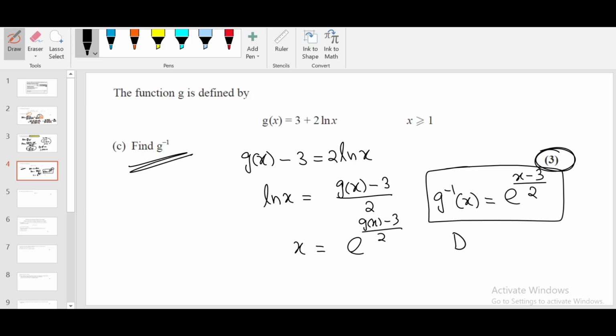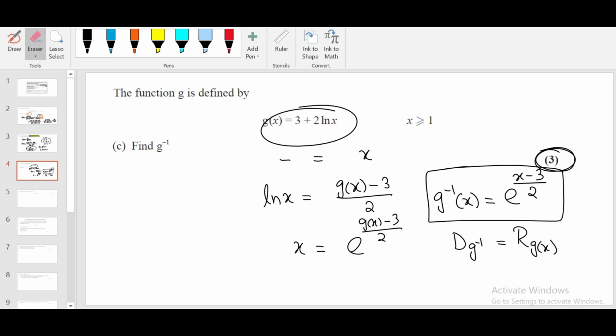So the domain of g inverse is the same as the range of g of x. What would be the range of this function? So I'm going to show you the graph now.